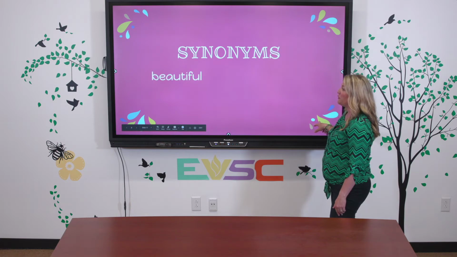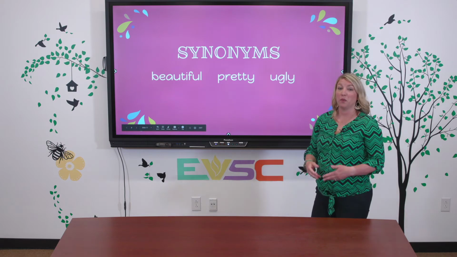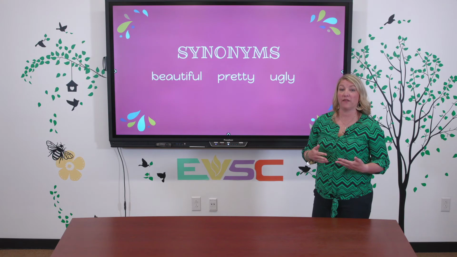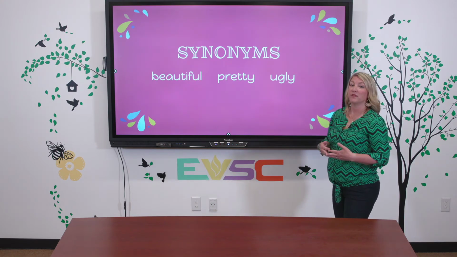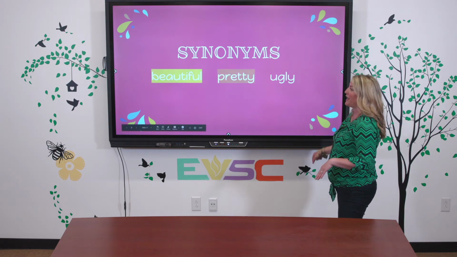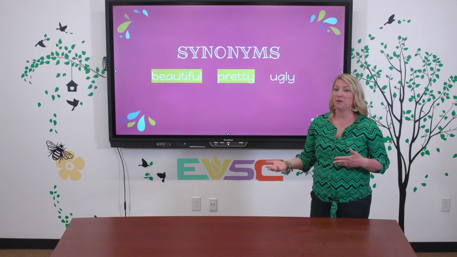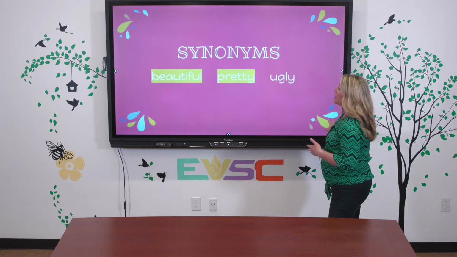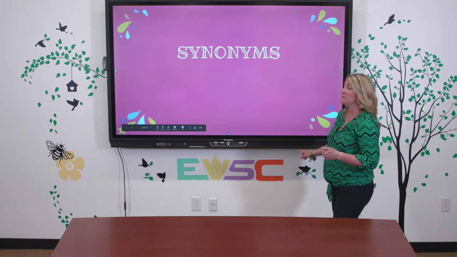Let's try another one. Beautiful, pretty, and ugly. So which two words are the synonyms or about the same or have the same meaning? Do you think you know? Shout it out. Beautiful and pretty. So those two words have the same meaning. Something is beautiful, something is pretty. Ugly and pretty are antonyms, which means the opposites.